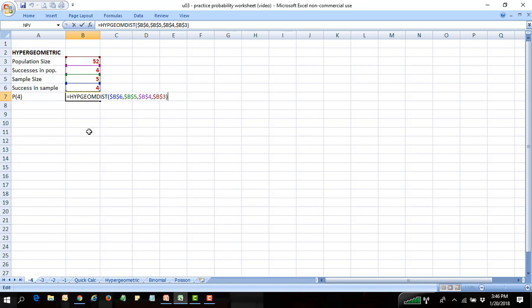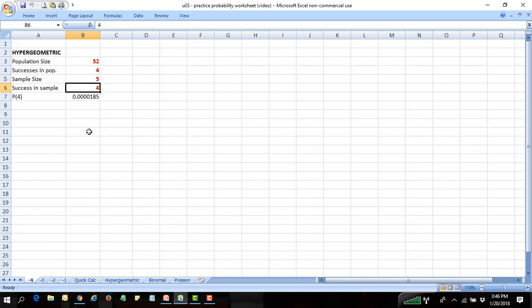But it's got the basic 4 parameters of the hypergeometric distribution. So in this case, a population size of 52, the successes in the population of 4, the sample size of 5, and the successes in the sample of 4. So this would be an example, say, of a 52 card deck where you're going to draw 5 cards and you're hoping to get 4 aces or 4 kings. What's the probability of doing that? So the hypergeometric distribution of that is 185.